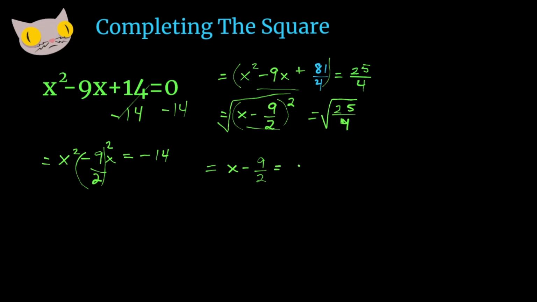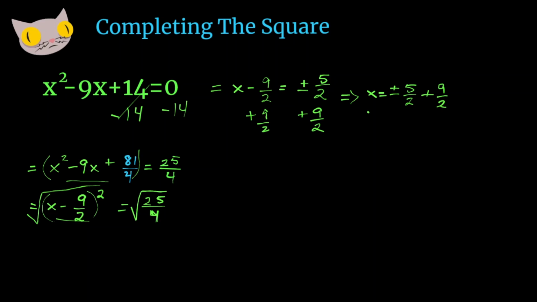is equal to positive or minus 5/2. Now let's get x by itself. Let's go ahead and add 9 over 2 on both sides. And that leaves us with x is equal to positive or minus 5 over 2 plus 9 over 2.